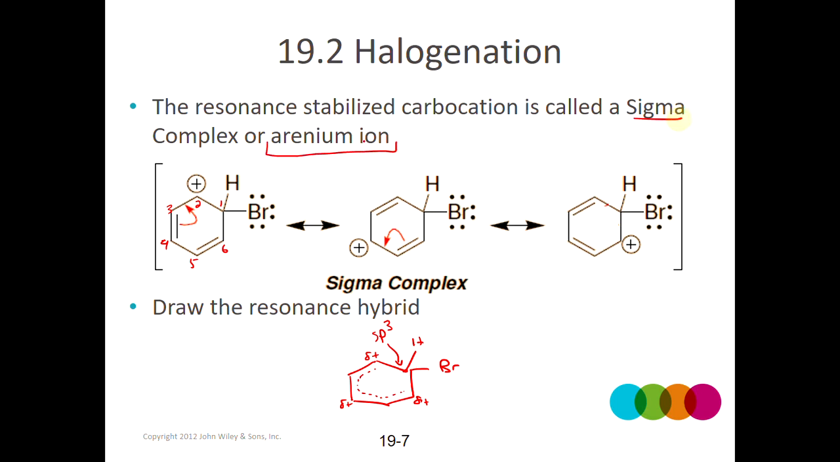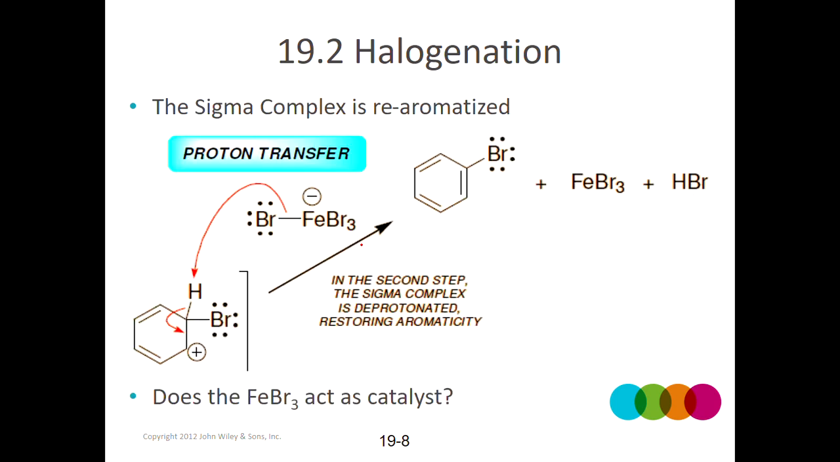or a sigma complex. So the textbook uses both of those terms. So you want to be familiar enough with those terms, or if I ask you to draw that resonance hybrid for the arenium ion or sigma complex, or the contributors for the sigma complex, that you know what I'm talking about. So then what would happen next would be to re-aromatize the ring.